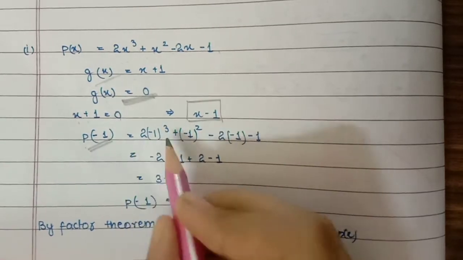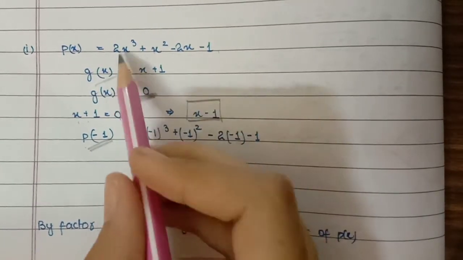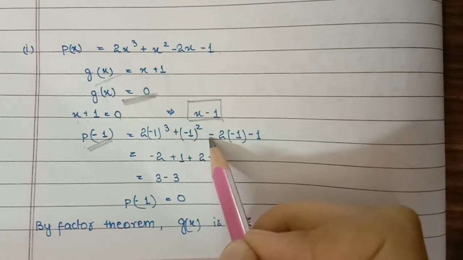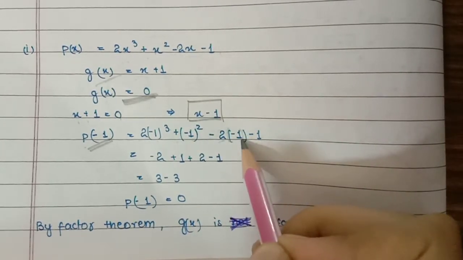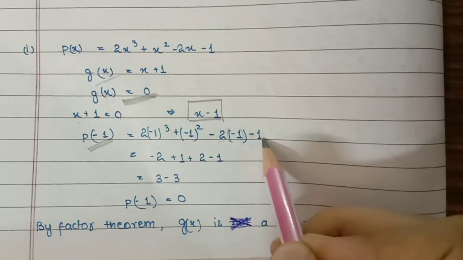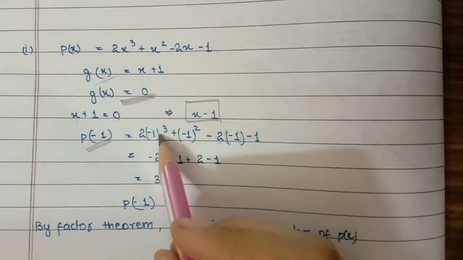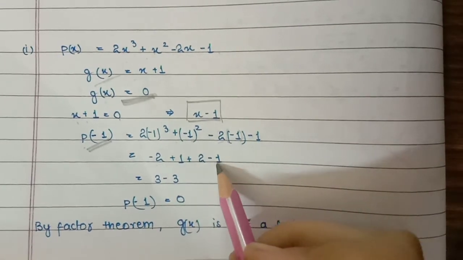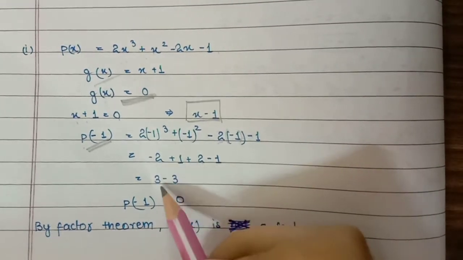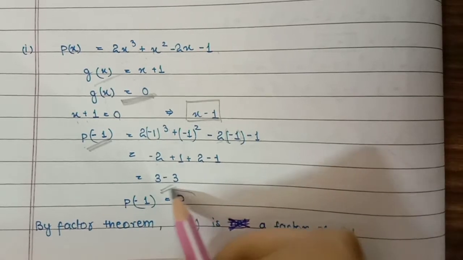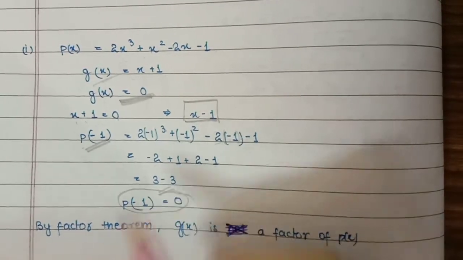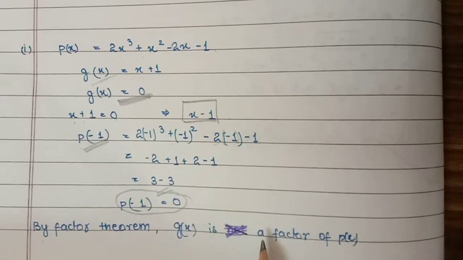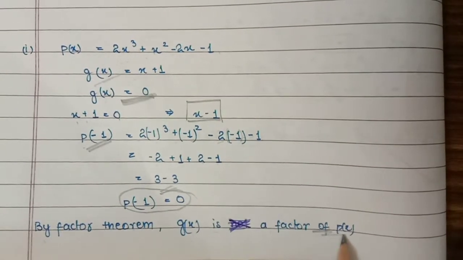So p minus 1 is 2 into minus 1 cube plus minus 1 square minus 2 into minus 1 minus 1. So when we will solve, we get minus 2 plus 1 plus 2 minus 1. So 3 minus 3 is equals to 0. So we get our answer 0. Therefore, by factor theorem, gx is a factor of px.